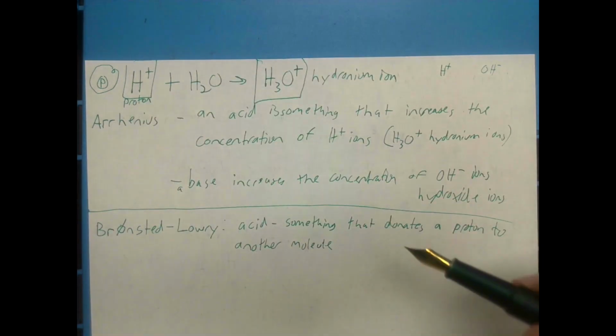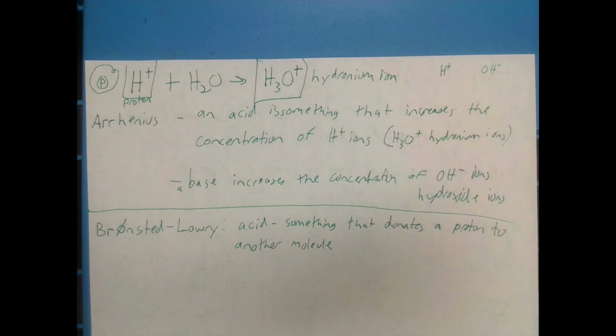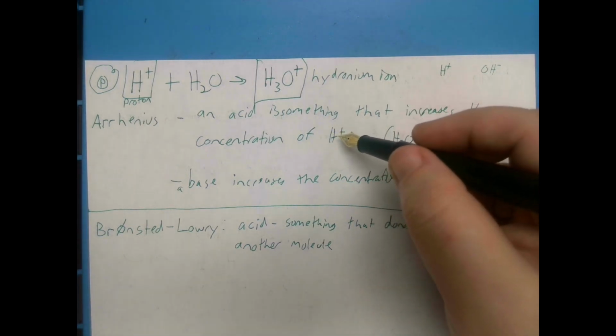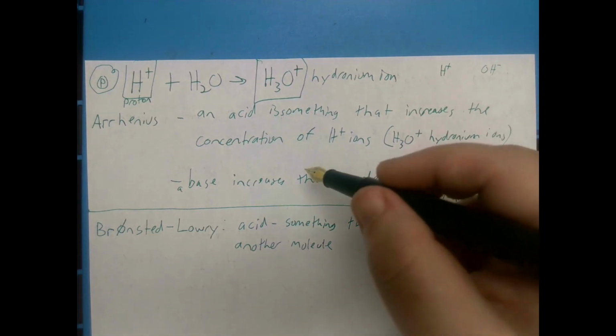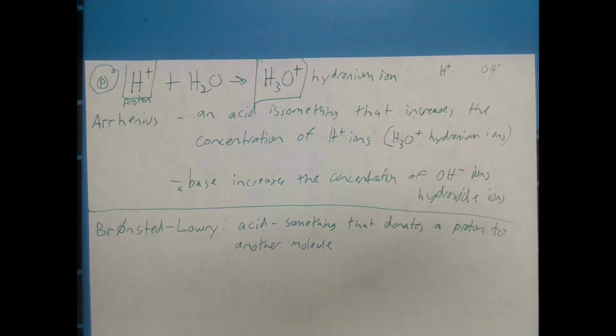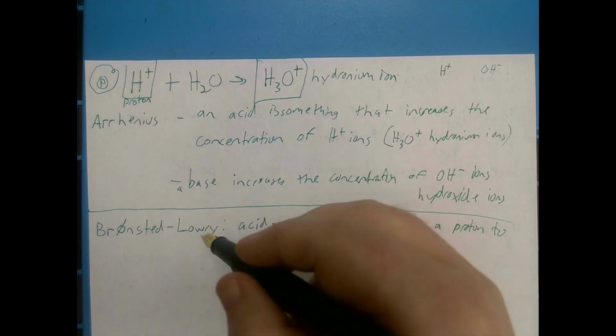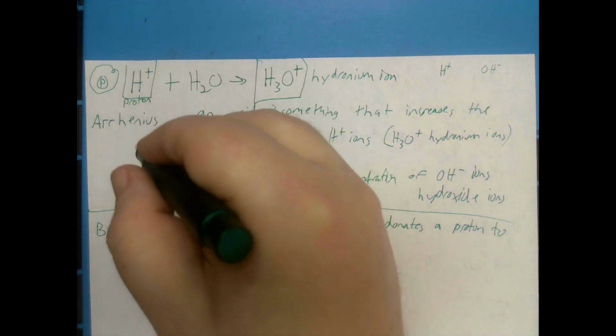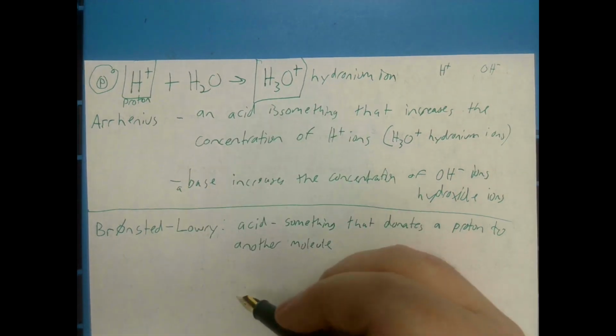Arrhenius basically says it produces H+ ions. But what if we had something that wasn't ionic, that doesn't produce ions, but still gives up an H+ to something else? Still gives a hydrogen to another molecule. In Bronsted-Lowry's definition, that would be considered an acid, but it would not be considered an acid in this older definition.